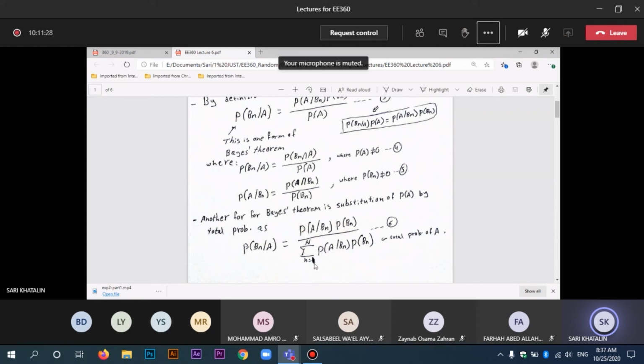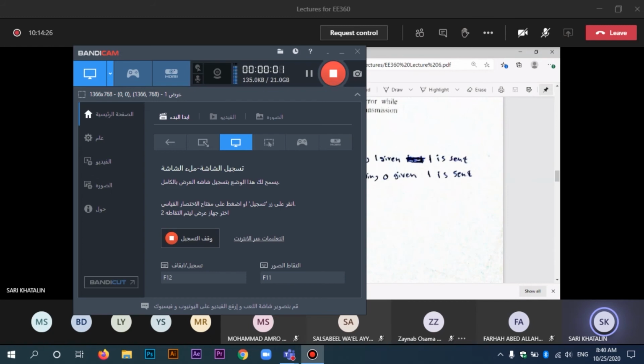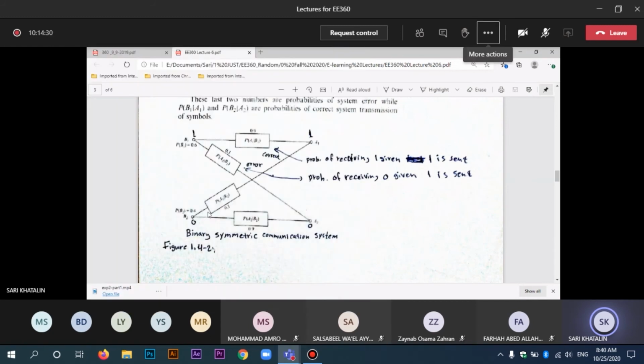The probability of receiving A1, or 1, when the transmitted symbol is B2, or let's say 0, is 0.1. Of course, this is the error, okay? And the probability of receiving A2, or 0, given that B2 was transmitted, is 0.9. That's basically what this system is talking about, okay?